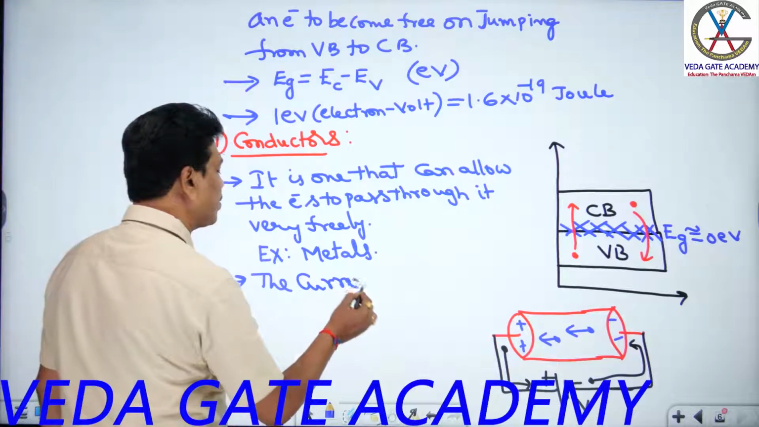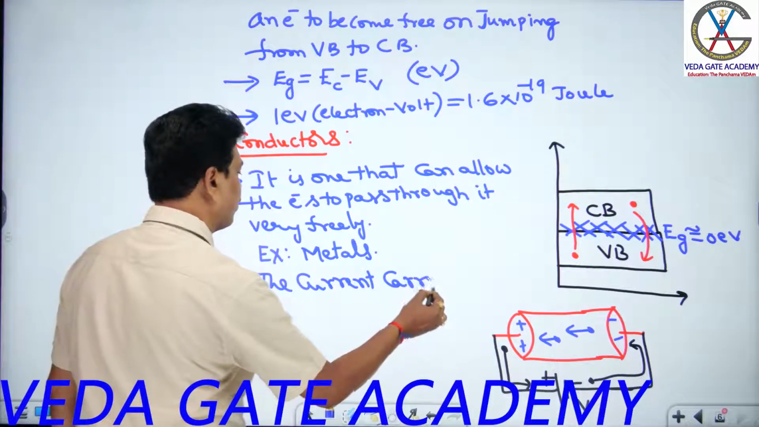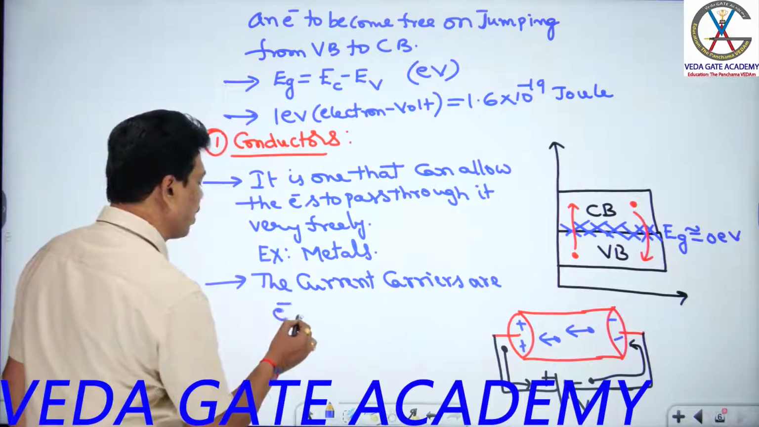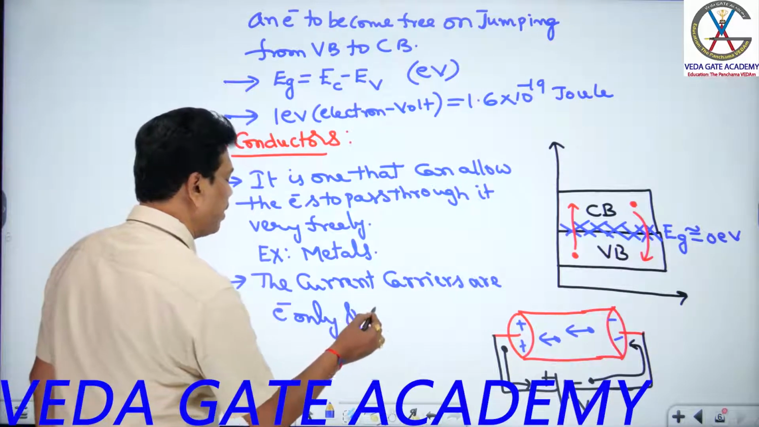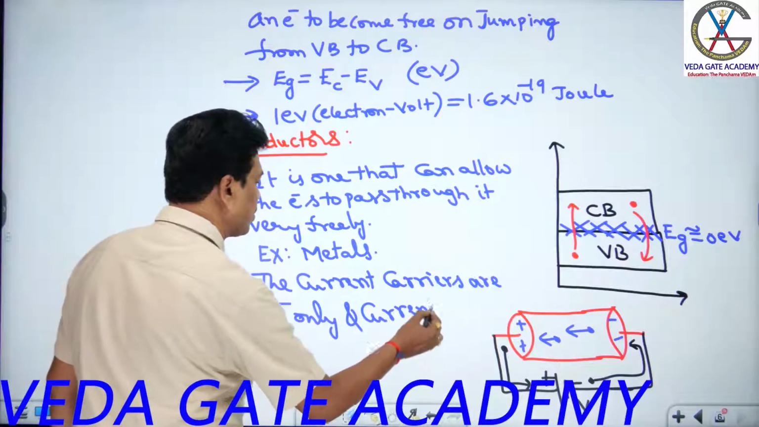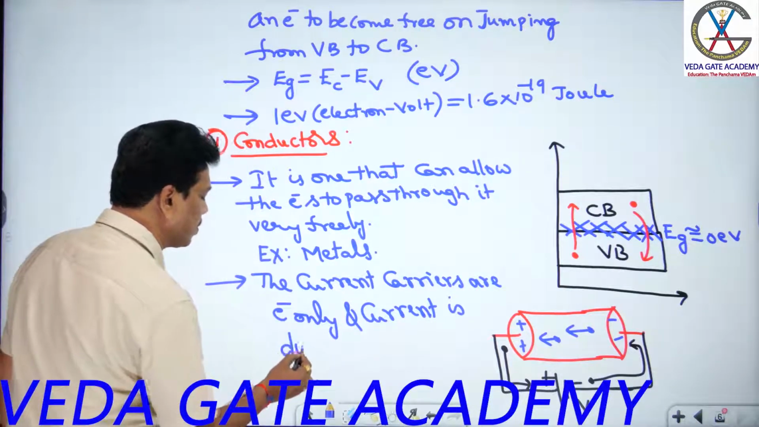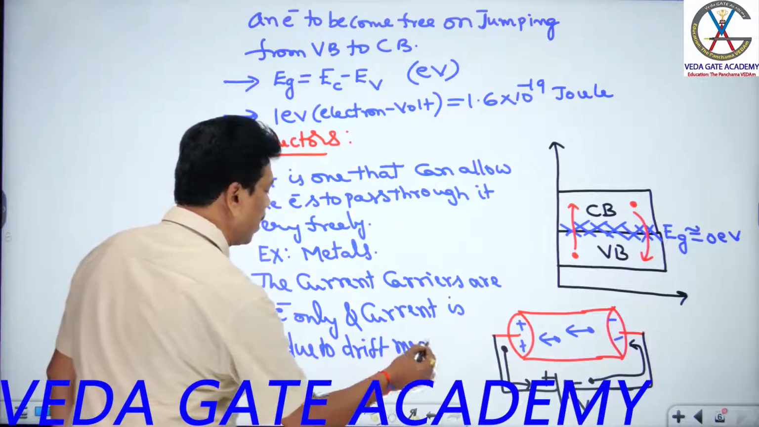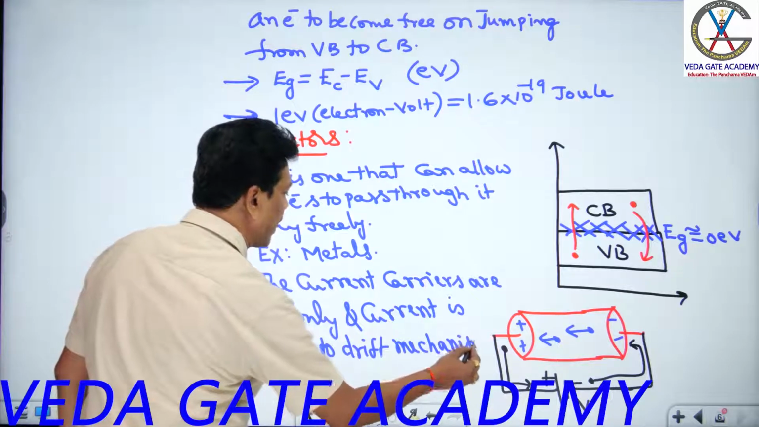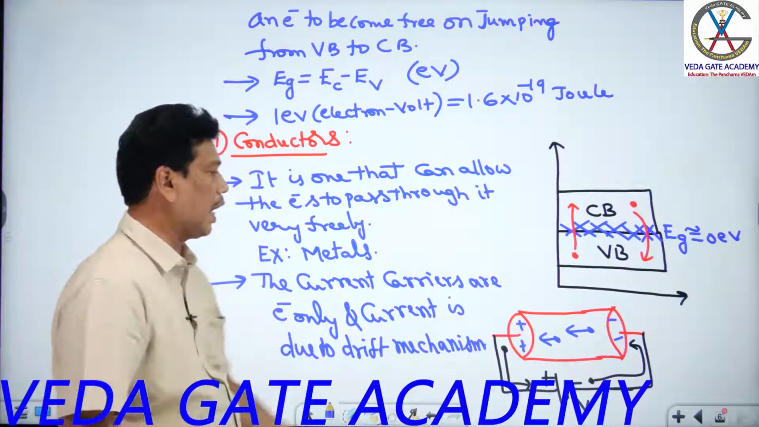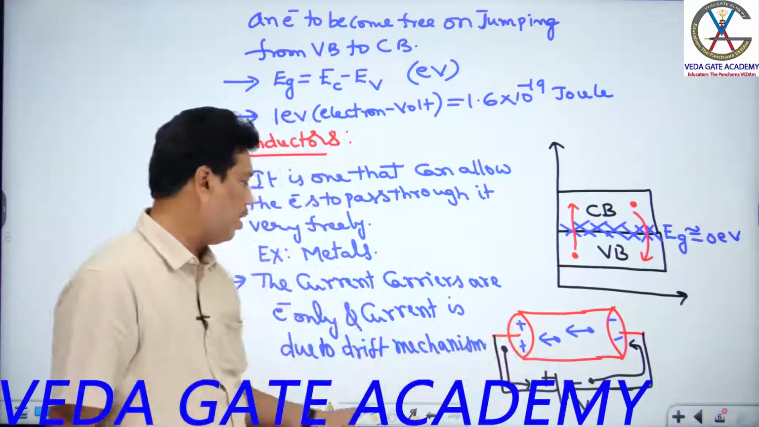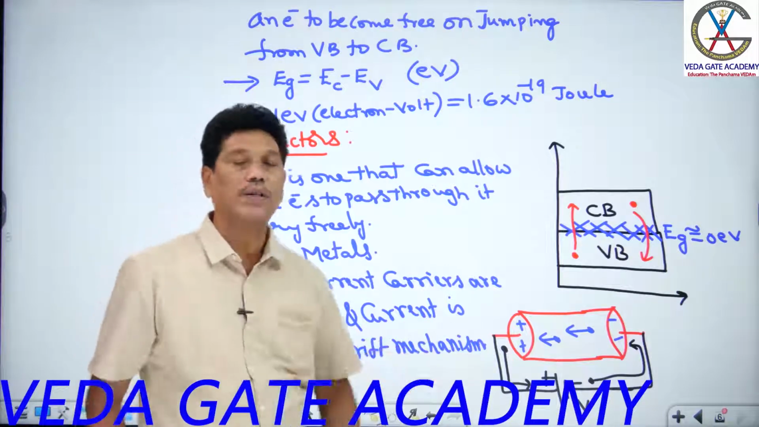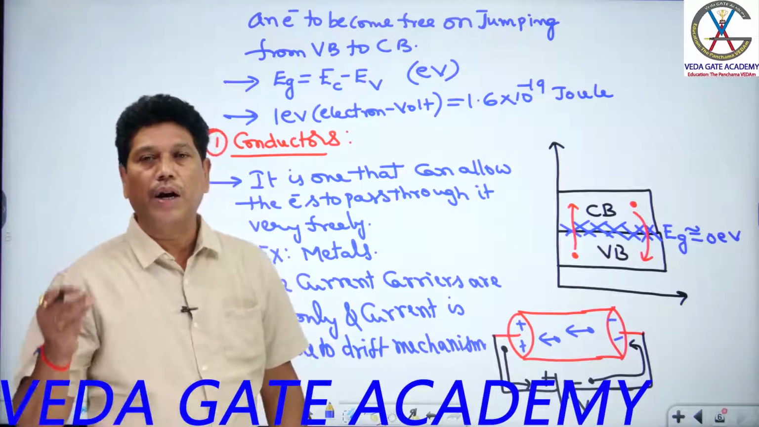The current carriers are electrons only, and current is due to the drift mechanism, students. Under the drift mechanism, the conductivity is possible with an applied source or with an applied electric field only. So the current carriers are electrons only, and current is due to the drift mechanism.